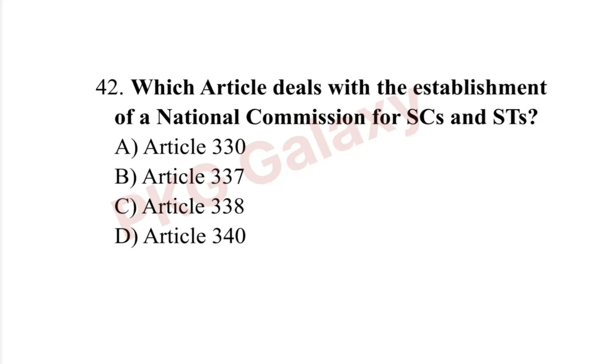Next question. Which article deals with the establishment of the National Commission for SCs and STs? The correct answer is option C, Article 338. Article 338 established the National Commission for Scheduled Castes and Scheduled Tribes.